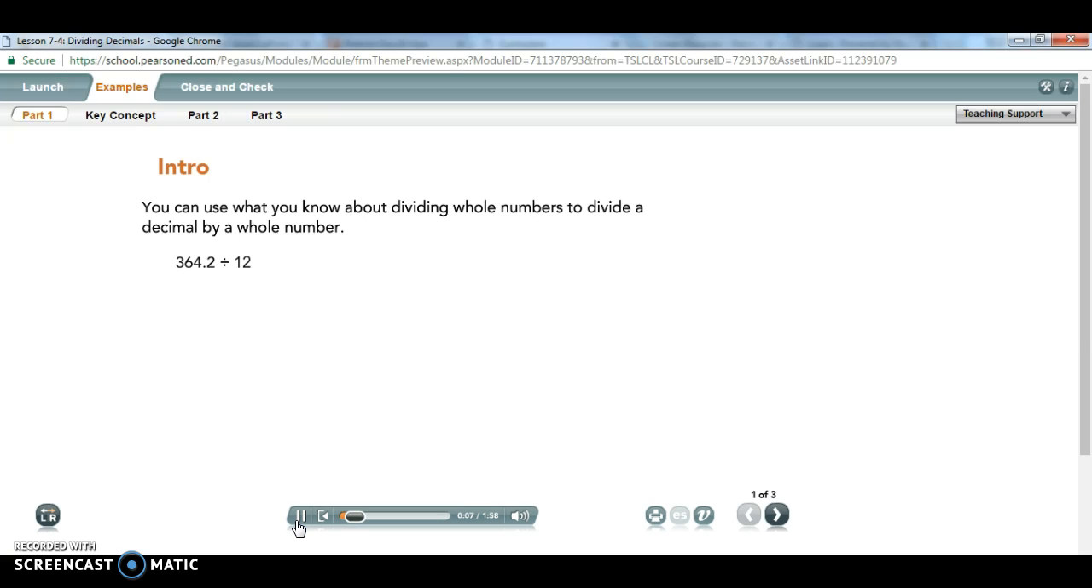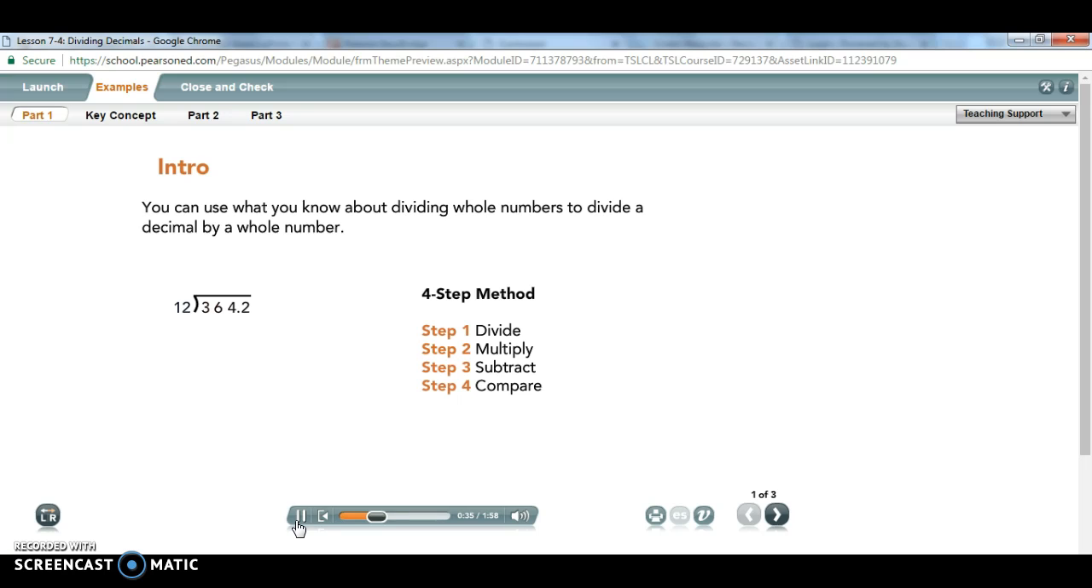To illustrate, here's how to find 364 and 2/10 divided by 12. First, write the division using the standard long division symbol. Then, use compatible numbers to estimate the quotient to help determine where to place the first digit. 364 and 2/10 divided by 12 is approximately equal to 360 divided by 12, or 30.